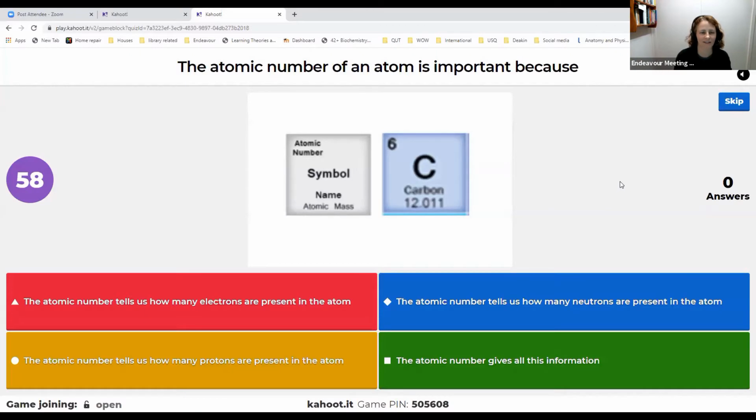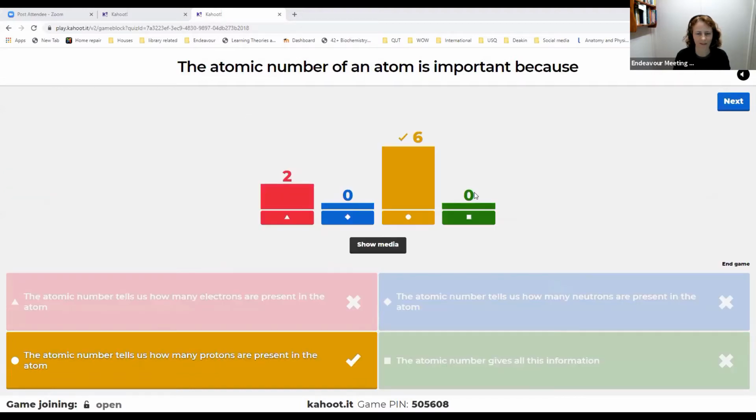So why is the atomic number of an atom important? Okay, so 6 said that the atomic number tells us how many protons are present in the atom, which is the correct one.